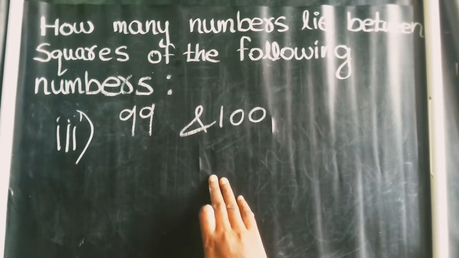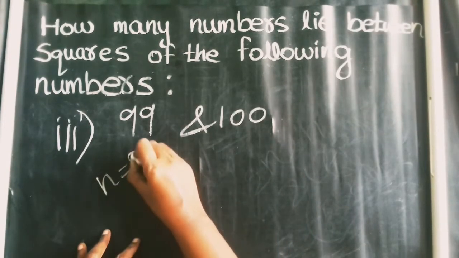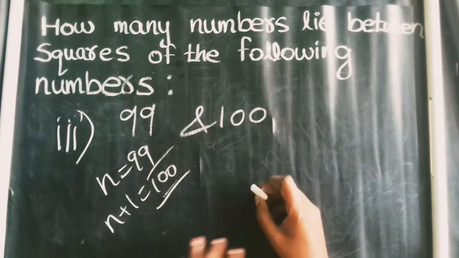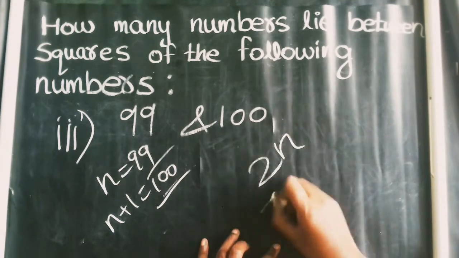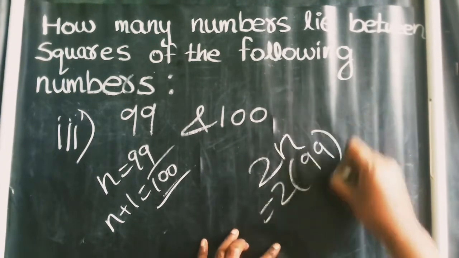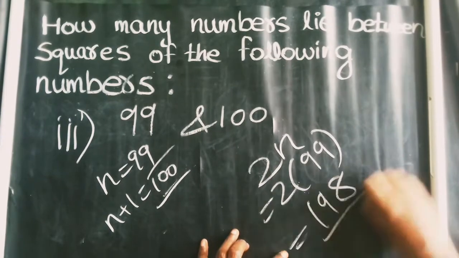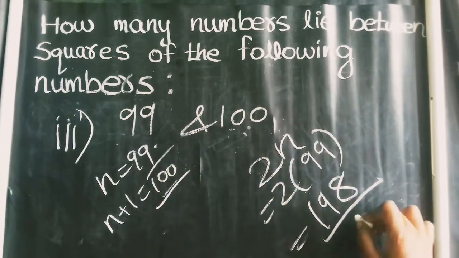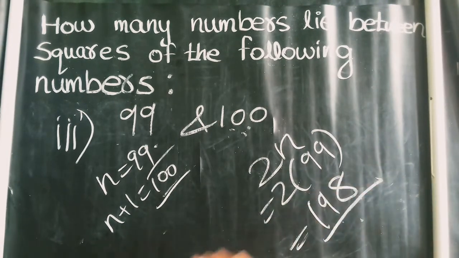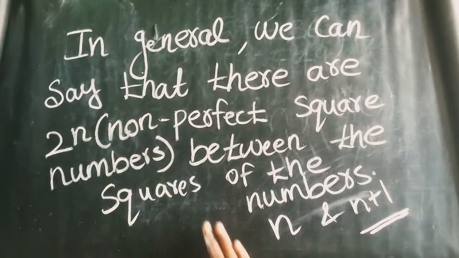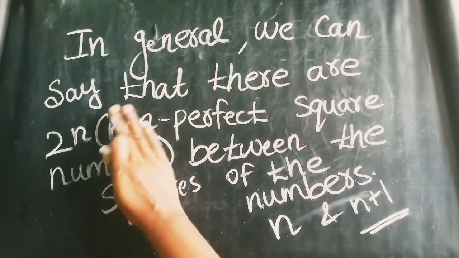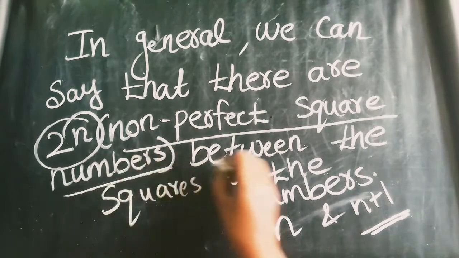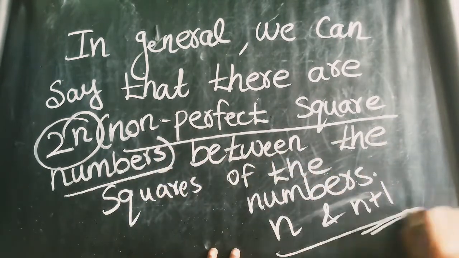So next question is 99 and 100. We have n equals 99, n plus 1 equals 100. So the condition is satisfied. We can apply the formula 2n. So 2 into 99 equals 198. So between these two square numbers, 99 squared and 100 squared, we have 198 non-square numbers. So we can conclude, in general, we can say that there are 2n non-perfect square numbers between the squares of the numbers n and n plus 1.